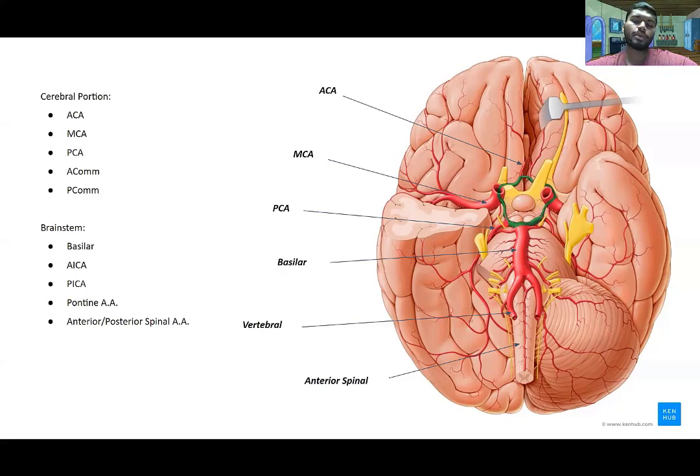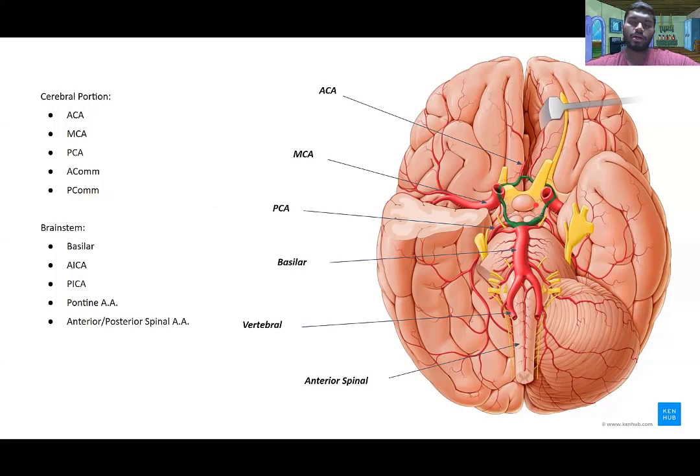And moving forward, we have this little artery right here. This artery communicates your posterior circulation with the anterior circulation, right? So we call this the posterior communicating artery, or the PCOM, right here.